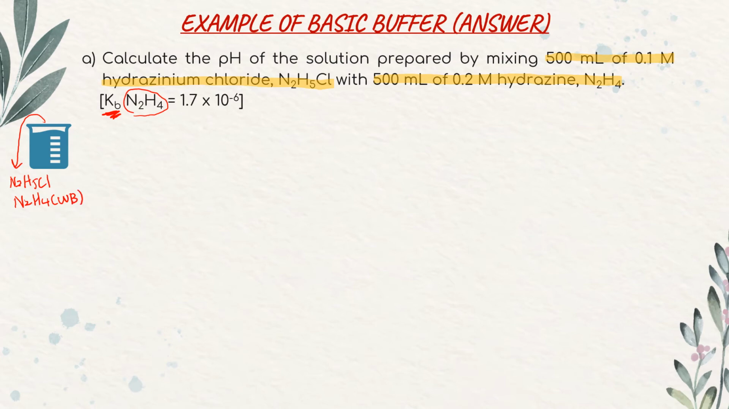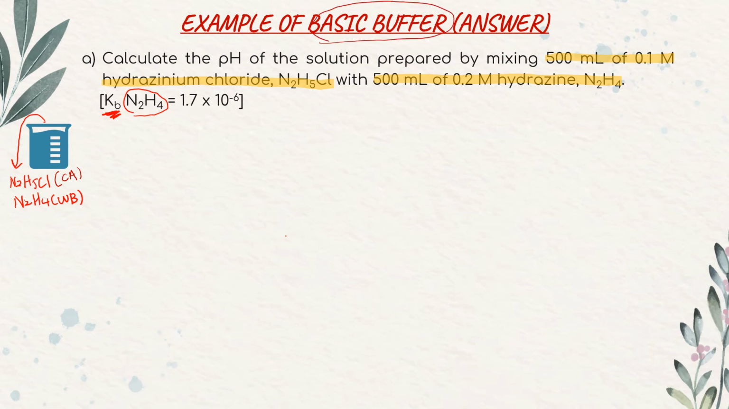So since N2H4 is the weak base, check the second solution. Does the second solution have the conjugate acid? So dekat sini N2H5Cl. So dia datang daripada mana? N2H5 plus dengan Cl minus. So yes, we have over here the conjugate acid. So bila kita ada conjugate acid, maksudnya apa? We have a buffer system kat sini. So buffer system kita adalah apa? Basic buffer. Okay, itu yang pertama.